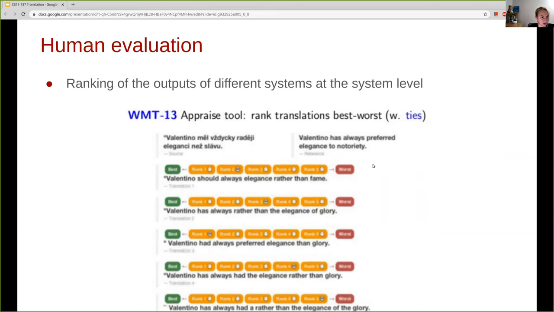Another way to conduct human evaluation is to attempt to rank these systems. So this is a snapshot from a human evaluation tool that compared five systems. Given five possible translations, you as an annotator need to choose which translation system is ranked first, which translation system is ranked second, and so on. So this is a comparative evaluation, to be able to rank overall, on aggregate for many sentences by many annotators, which translation system is on average better.